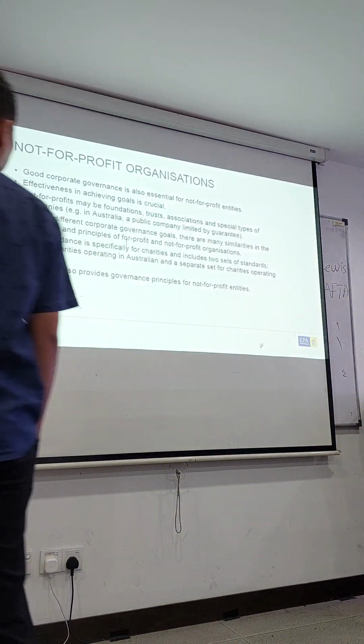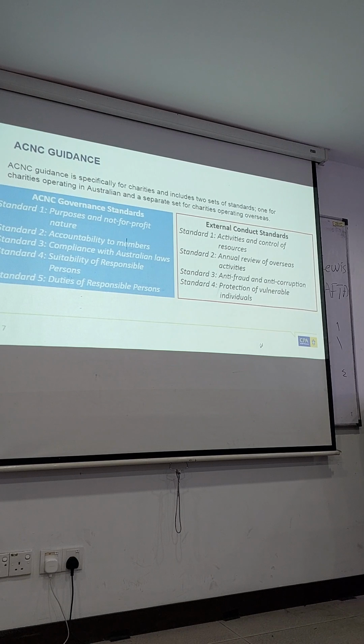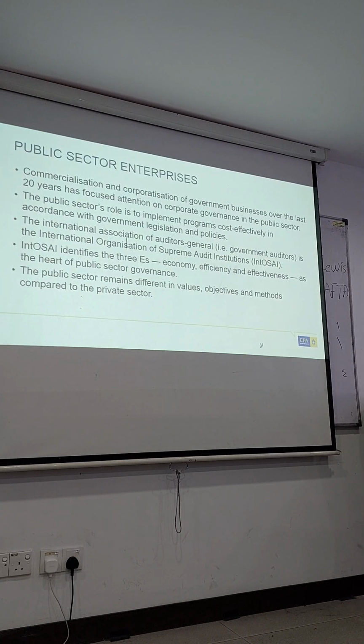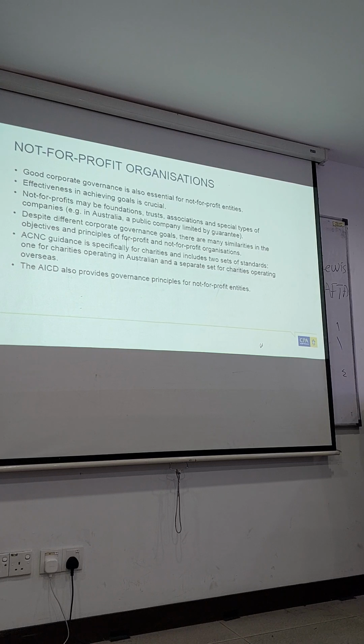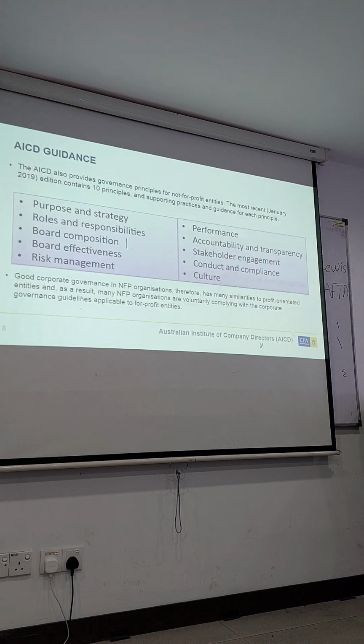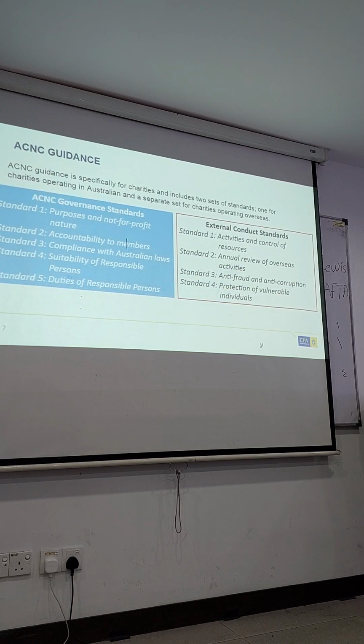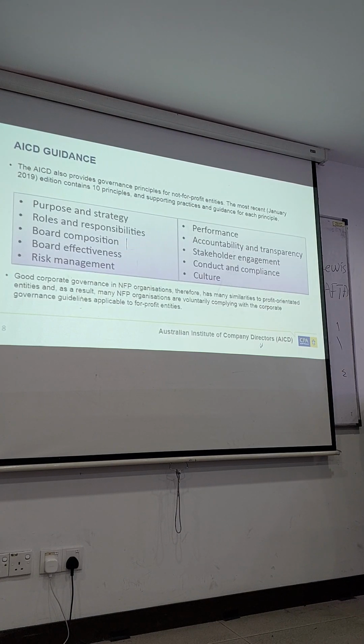So what is the difference between ACNC and AICD? What is ACNC? Charity. ACNC is for charity. AICD is for not-for-profit. Because this one is mainly for charities, and this one is mainly for not-for-profit.